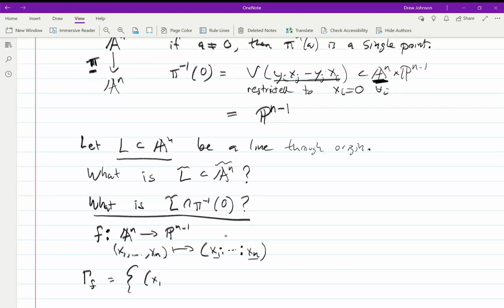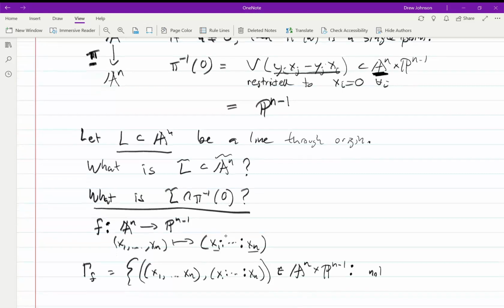You have all the pairs, x1 through xn, and then the same thing in homogeneous coordinates. They're considered as a subset of A^n cross P^(n-1), with the restriction that not all xi are 0. Because if these are all 0, then this map wouldn't make sense. This point wouldn't be well defined.